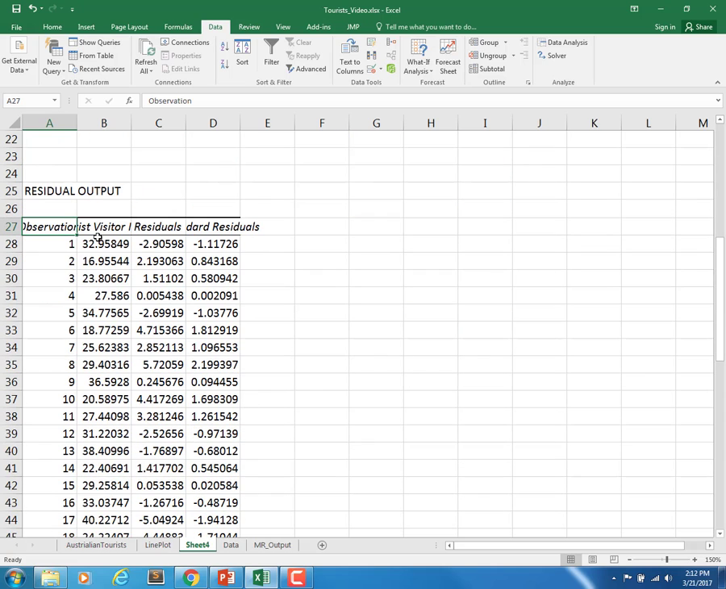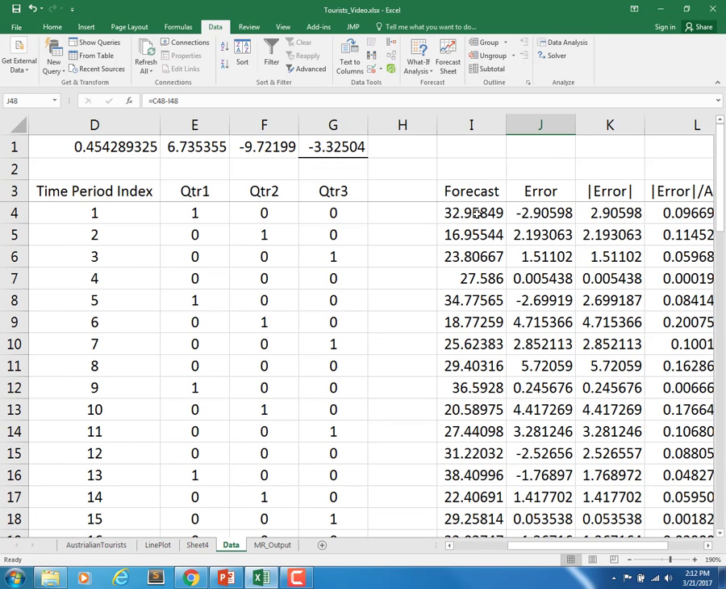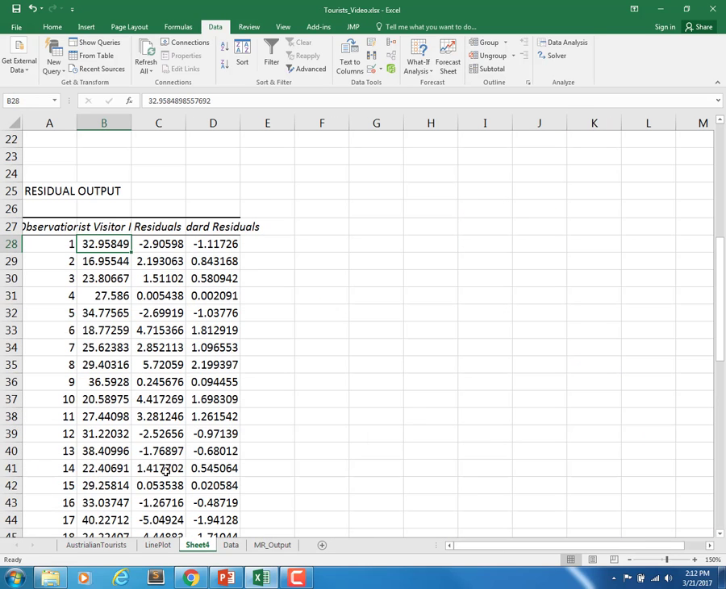That's the observation, so it's the row number, the time period index. The predicted international tourist visitor nights in Australia in millions. So this is what we calculated manually, 32.958. Let's see if that's what we got. We got 32.958. Yay, we did something right. It is the same. It calculates the residual for us and then standardizes the residual.